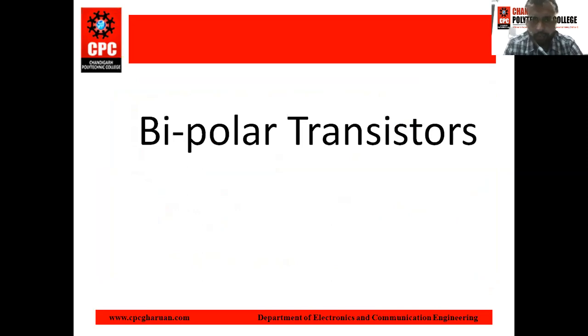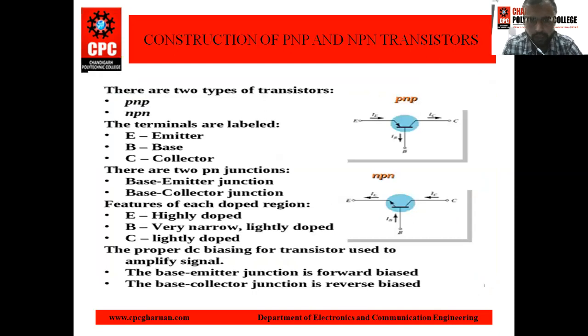Next is bipolar transistor circuits. First of all, we discuss the construction of the bipolar transistor. In the previous lecture, we discussed the function of the ordinary PN junction diode, the Zener diode and different types of diodes. Now we'll discuss the construction of NPN and PNP transistors. The basic function of a transistor is to amplify signals. There are two types of transistors: NPN transistor and PNP transistor.